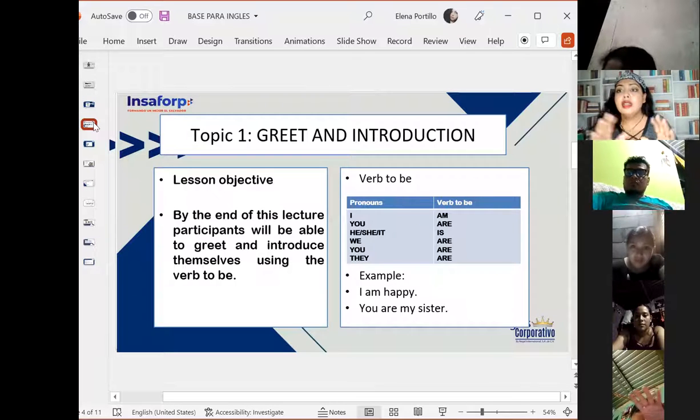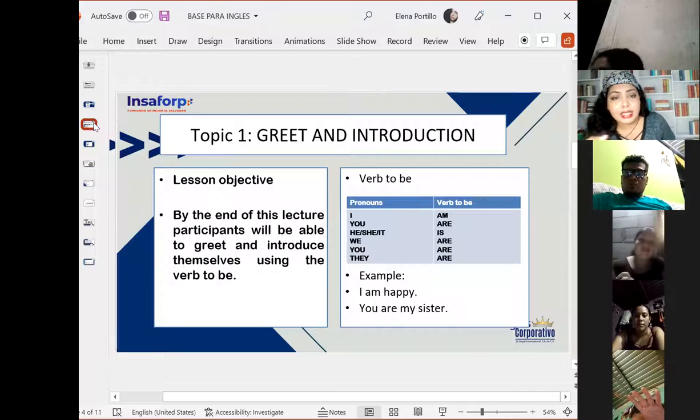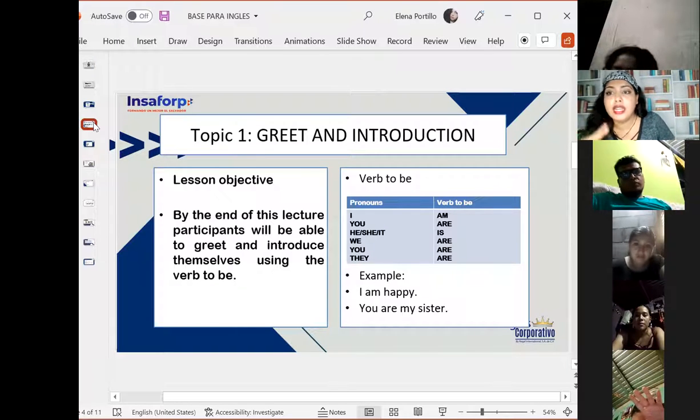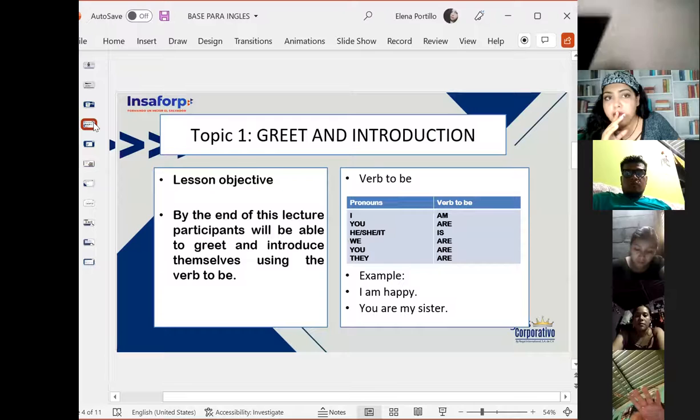to be. Verb to be is one of the most used verbs in English, and we use it in all of the phrases that we are going to use when we are talking in English. In this case, the verb to be can be translated into Spanish as ser o estar. El verbo to be es uno de los verbos más utilizados en inglés. Va en casi todas las oraciones, y lo podemos traducir como ser o estar.